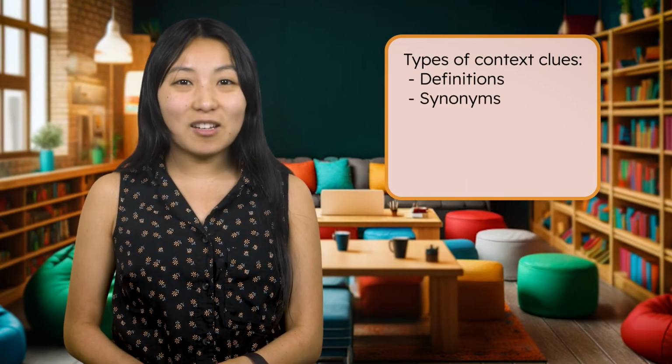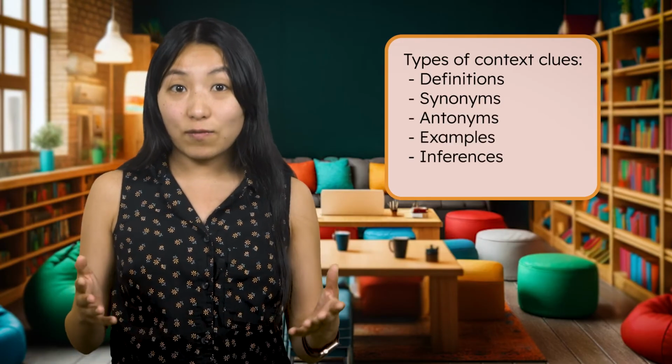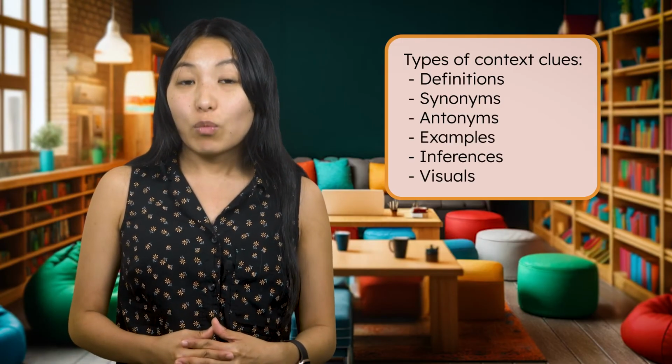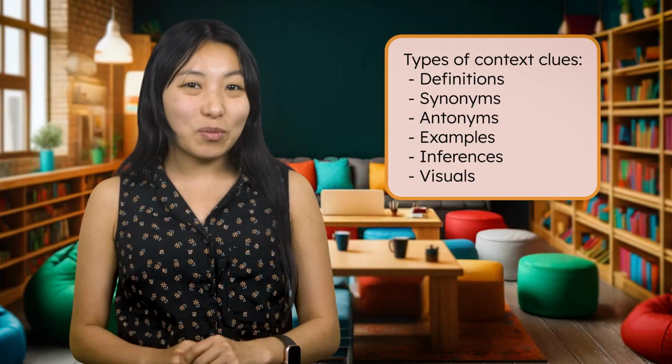Wow! I feel way more confident about reading now. Using context clues has made us experts. Whether we find hints from definitions, synonyms, antonyms, examples, inferences, or even pictures, we're ready to figure out any tricky word. And hey, I'm sure there are some more unfamiliar words in The Fox and the Crow that you highlighted. So if you're up for another challenge, try figuring them out using context clues.